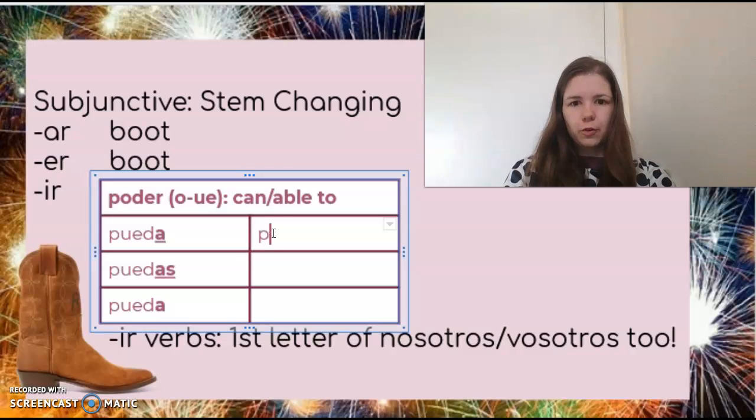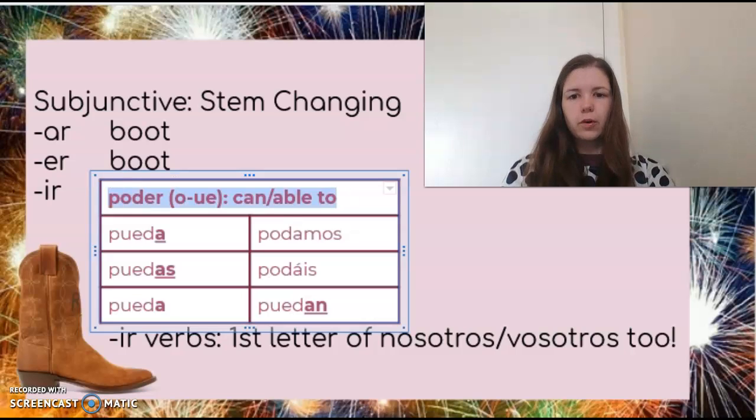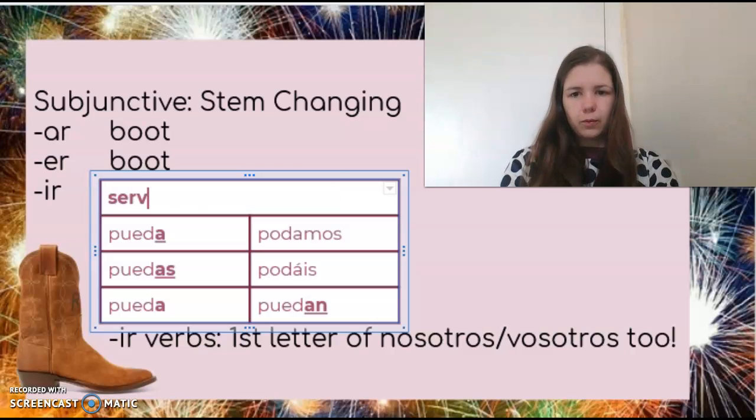The thing is, once I get to nosotros and vosotros, I'm going to undo my stem changing. So I'm still following that boot pattern from the normal present tense, except the nosotros and vosotros still don't have the UEs in them, but they still do get the opposite endings. I'll do another example. So that was just poder, to be able to, can. Now I'm going to do servir. Actually, I lied. Let's do dormir, to sleep. And that's an O to UE one.